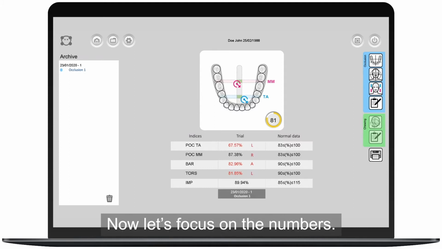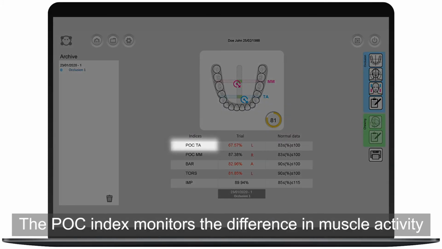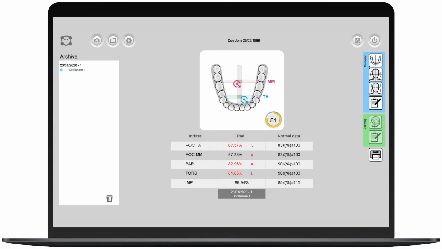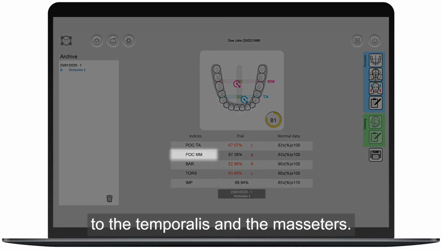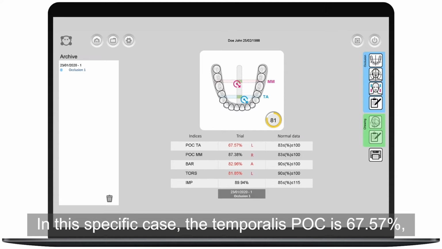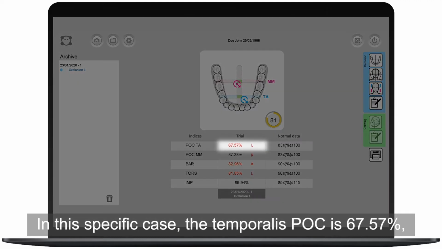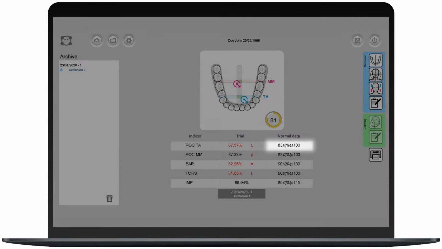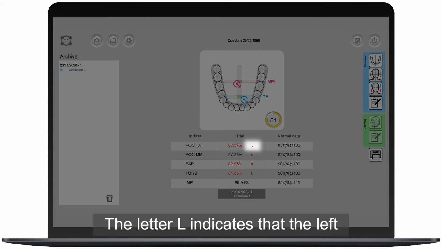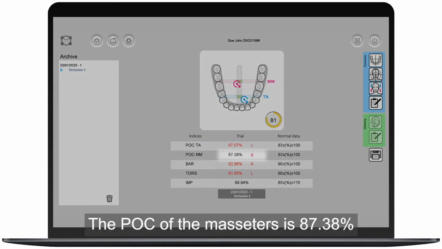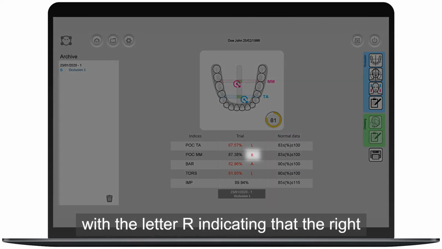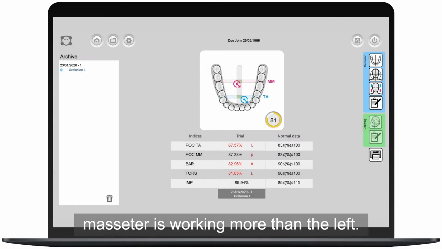Now, let's focus on the numbers. The POC index monitors the difference in muscle activity between the left and right sides to identify whether there is a dominance. There are POC values relating to the temporalis and the masseters. In this specific case, the temporalis POC is 67.57%, outside of the normative range. The letter L indicates that the left temporalis muscle is working more. The POC of the masseters is 87.38%, which is within the normative range. The letter R indicates that the right masseter is working more than the left.